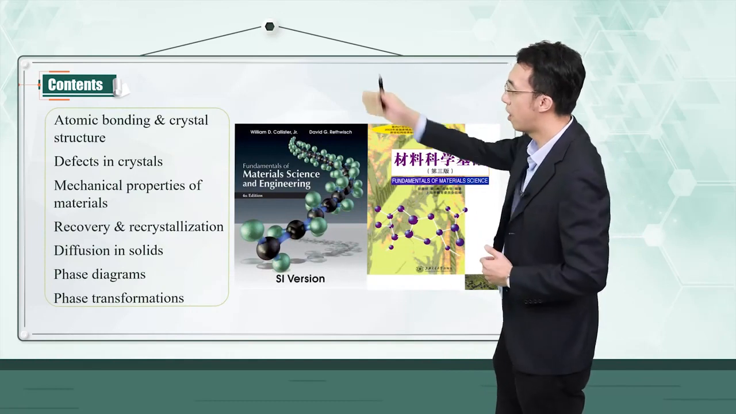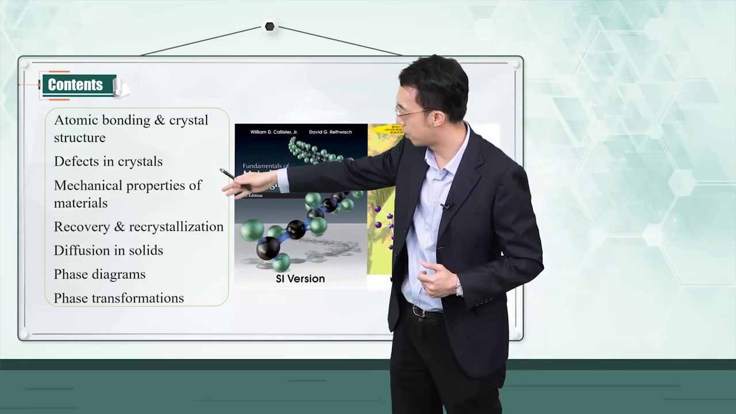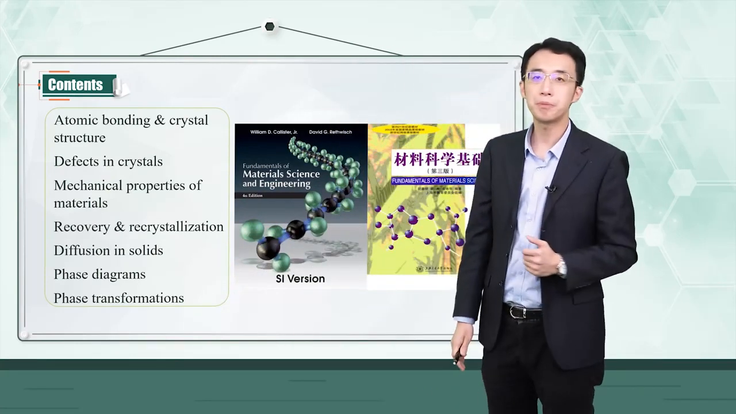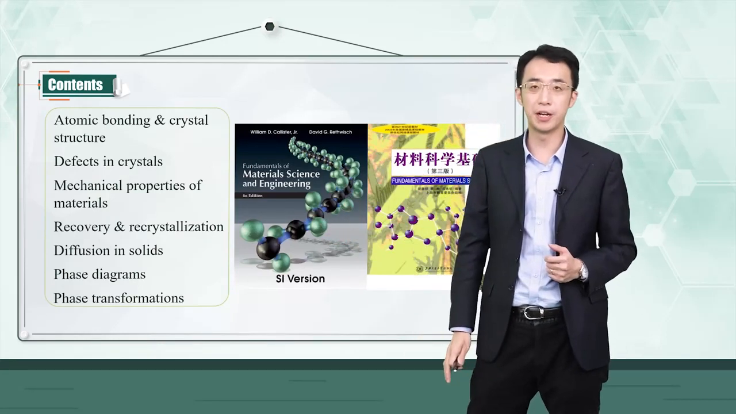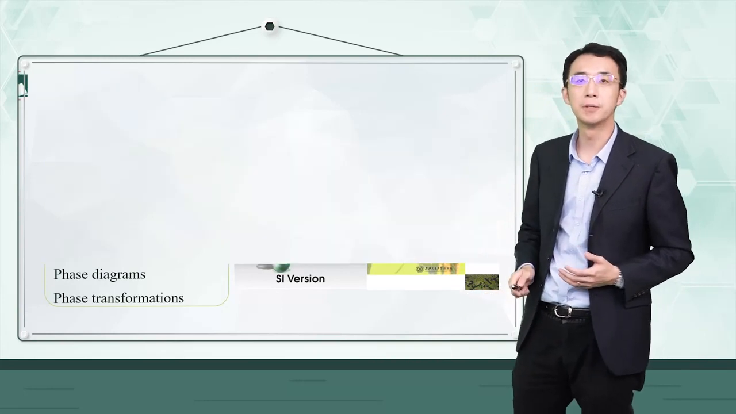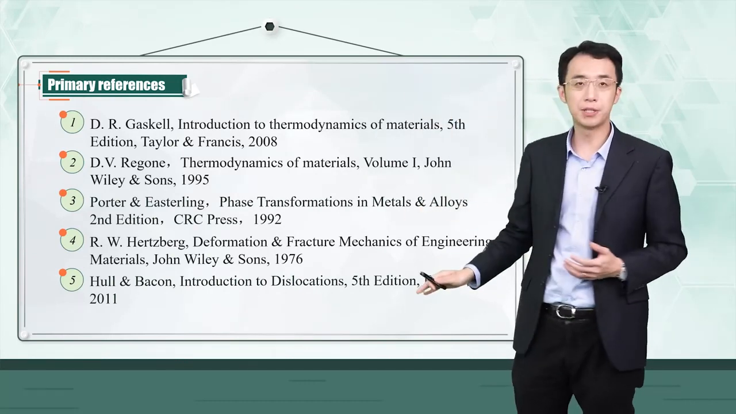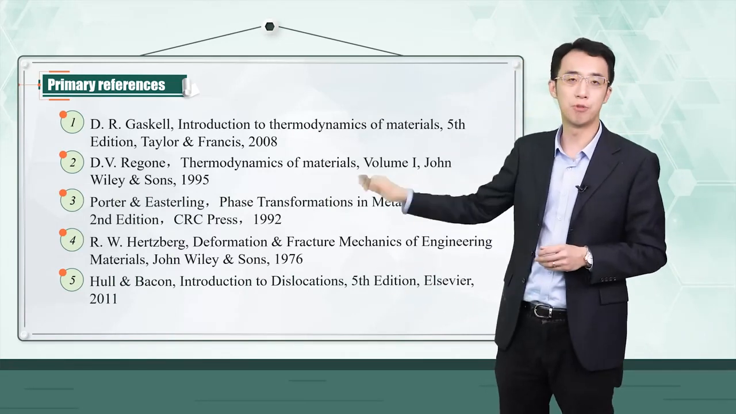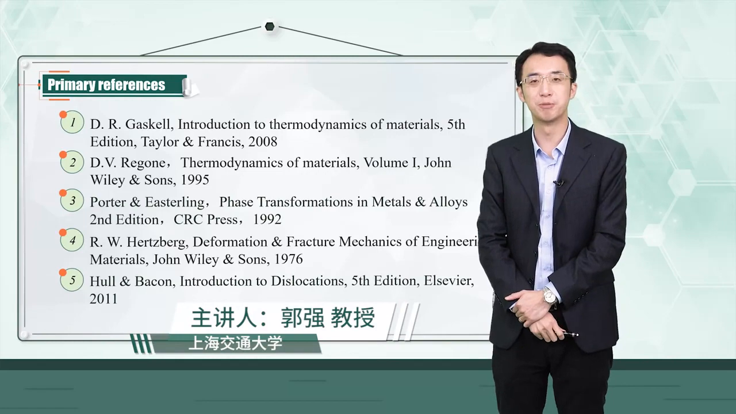So the topics in this lecture series will include atomic bonding and crystal structure, defects in crystals, mechanical properties, recovery and recrystallization, diffusion, phase diagrams, and phase transformation. The basic textbook is the English textbook called Fundamentals of Material Science and Engineering. And the Chinese reference book is the one published by Shanghai Jiao Tong University. We have several primary reference books on different topics, and along with the lectures, I will give the citations of these reference books properly. So today's lecture we focus on the introduction to the fundamentals of material science. Thank you very much.